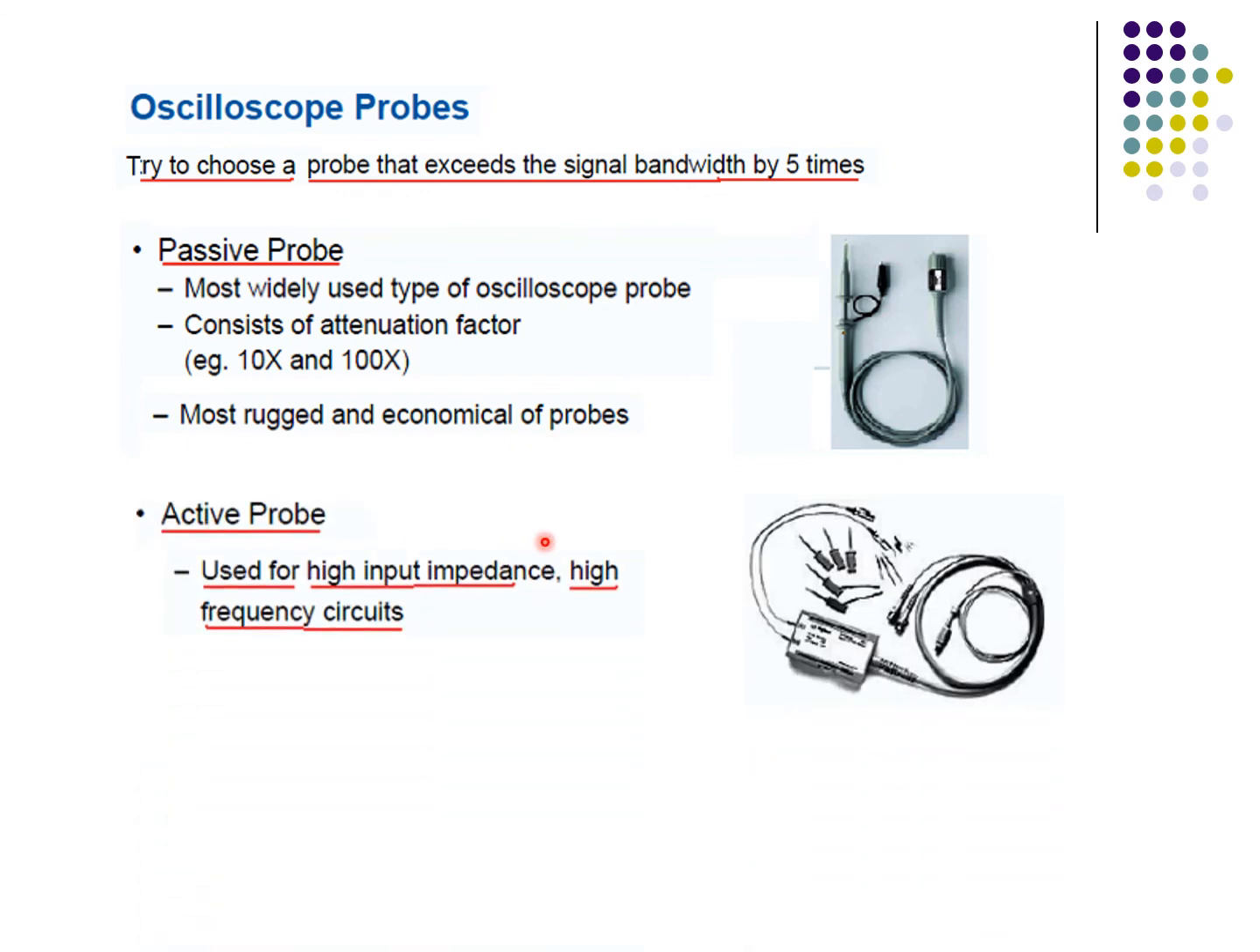The active probe has an amplifier in it, and this is generally used for high input impedance circuits or high frequency circuits. So I hope this gives you an idea about oscilloscopes, and when you are selecting an oscilloscope, if you keep these points in mind, you will have a better bargain.